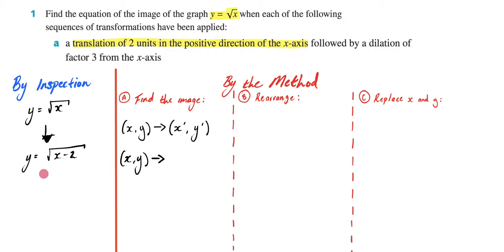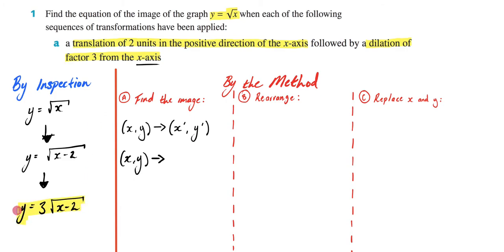Next, we are going to do a dilation of a factor of 3 from the x-axis. And again, we know that when we have a dilation from the x-axis, I'm going to have my number outside the square root. So it's just going to be like that. So this right here is my answer.